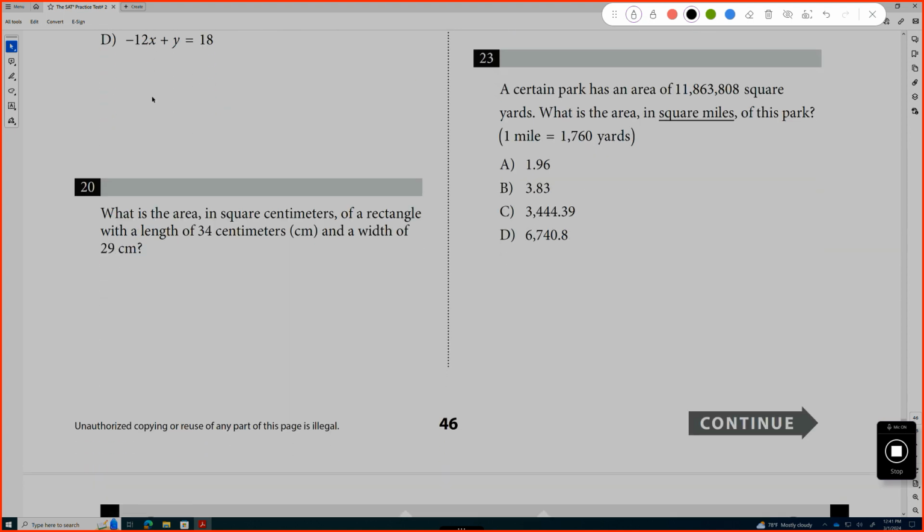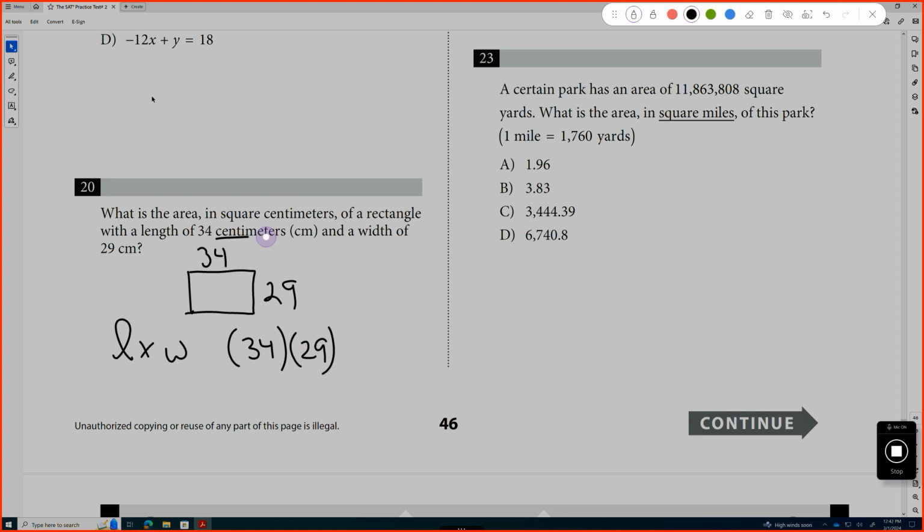Maybe. All right, the easiest question on the SAT is this. What is the area of a rectangle with a length of 34 and a width of 29? So how do we find the area of a rectangle? Length times width. So this is going to be 34 times 29.